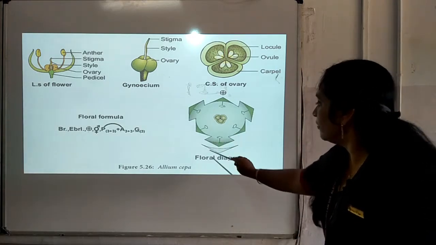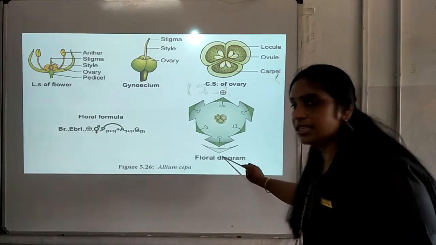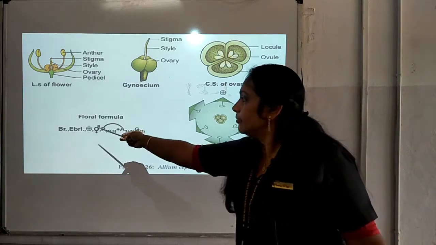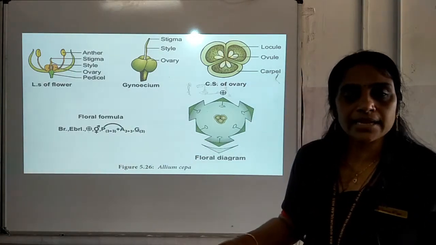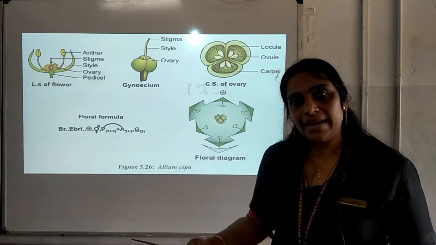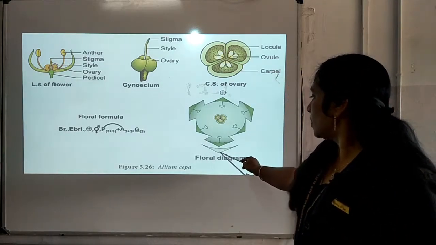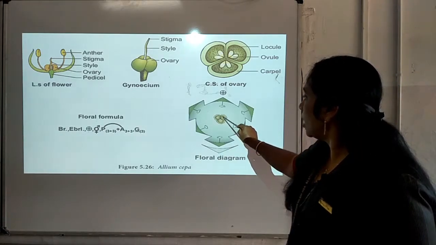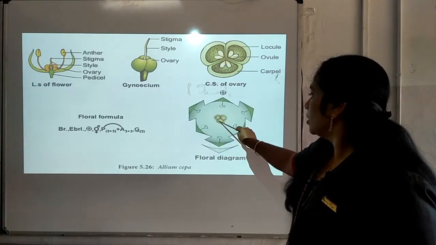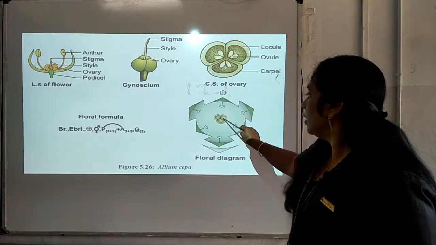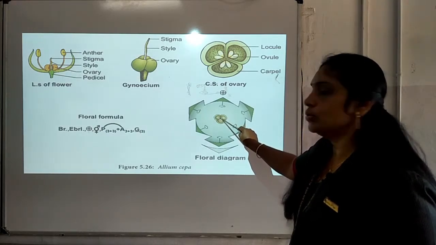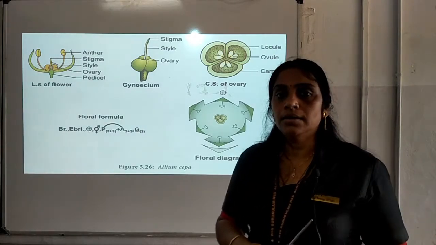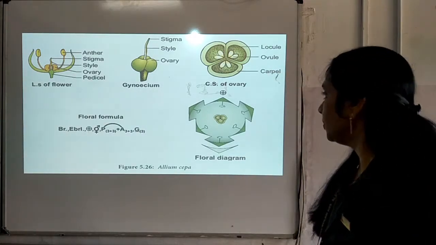And it is having a bract. That's why this bract is given there. If the bract is not there, it is ebracteate. If the bract is there, it is bracteate. So, I think you would have understood about bracteate and ebracteate. And the gynoecium is 3 carpellary, trilocular, and you can see the ovules present there. So, that is related to the Liliaceae family.